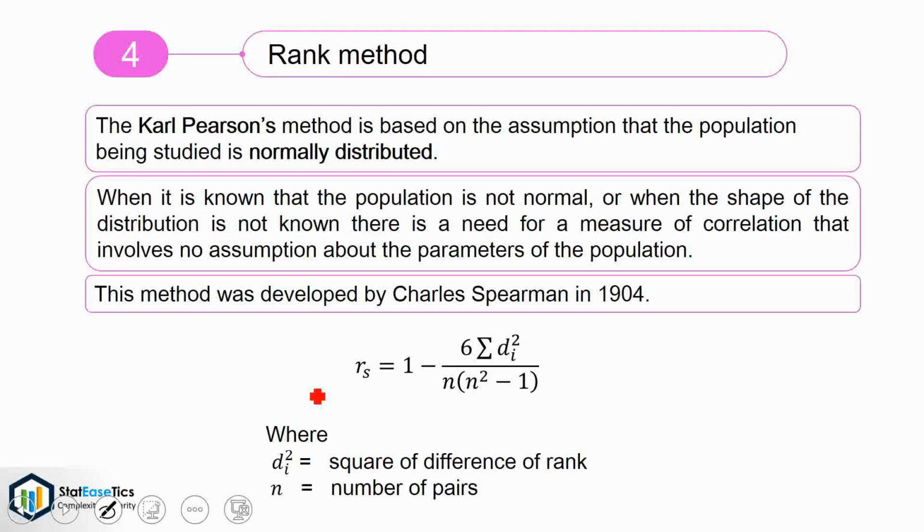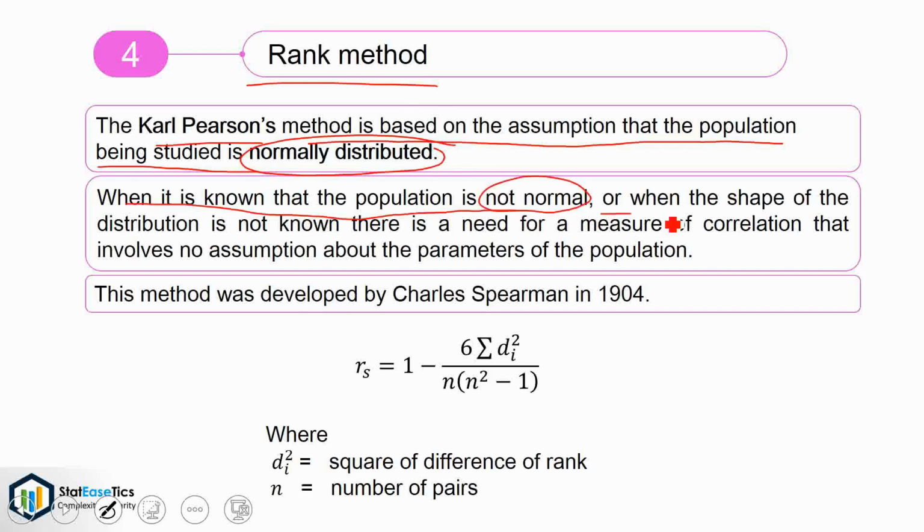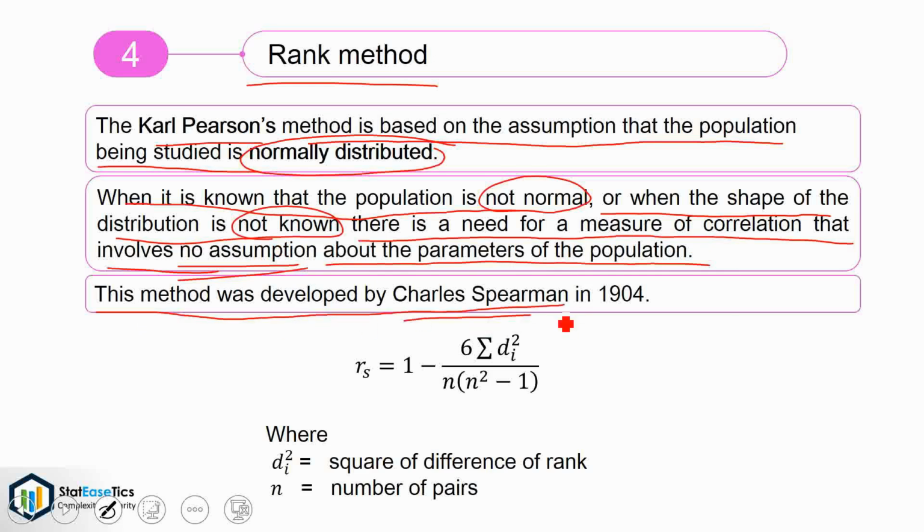Now let's see rank method. The Karl Pearson's method is based on the assumption that the population being studied is normally distributed. When it is known that the population is not normal, or when the shape of the distribution is not known, there is a need for a measure of correlation that involves no assumption about the parameters of the population. This method was developed by Charles Spearman in 1904. It is also known as Spearman's rank correlation after his name.